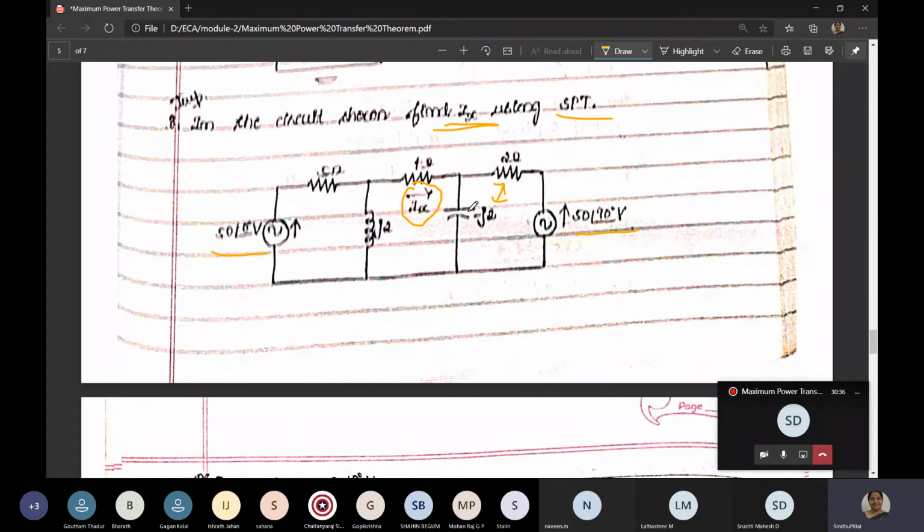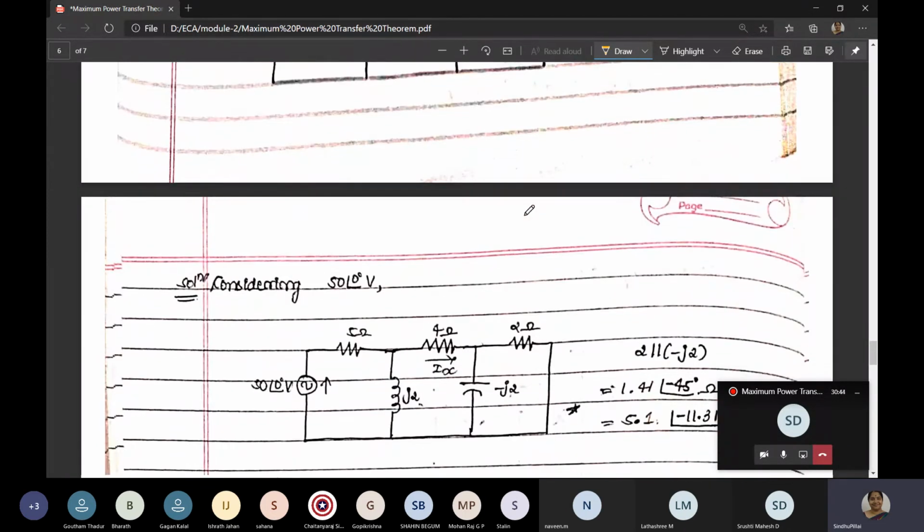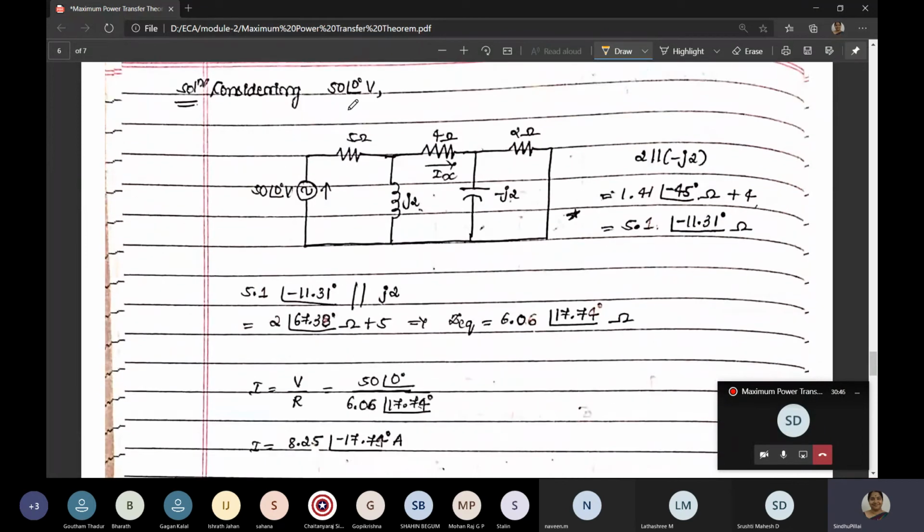So this is one method that can be done. You can go with mesh analysis also. Here I have gone with taking 2 ohm and minus J2 in parallel. I'll show you how that is done here. So first, considering 50 at an angle 0, only one source is considered. The other source is shorted here. I think you can observe this.